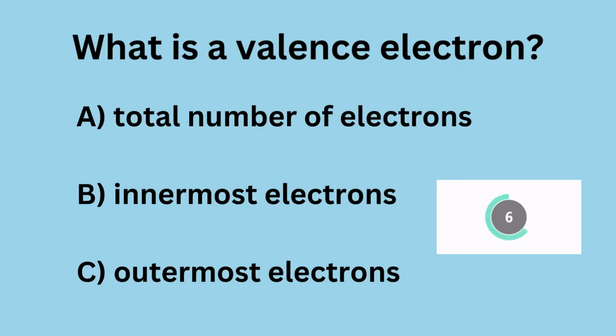Quick little quiz. What is a valence electron? If you chose C, you would be correct. So like we discussed in the last video, metals are found in the lower group numbers. And a group number also can tell you the number of valence electrons that we're working with.